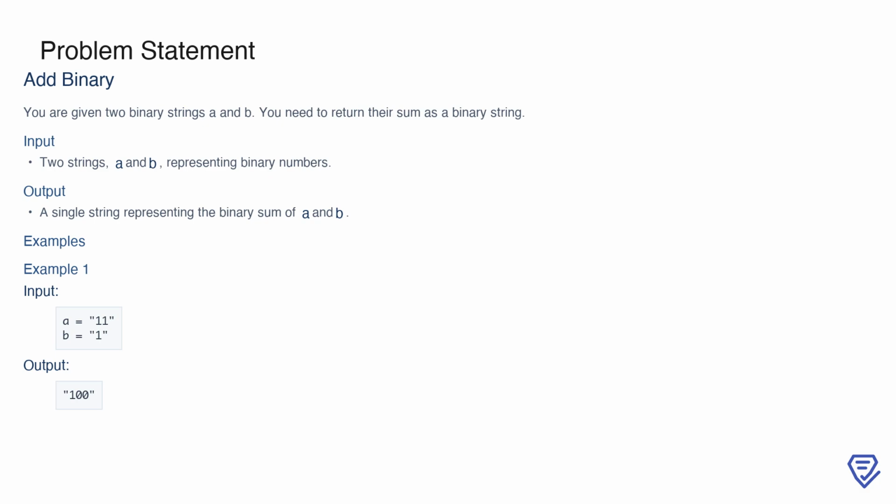Let's look at an example. If A is 11 and B is 1, the output would be 100. This is because, in binary arithmetic, adding 11, which is 3 in decimal, and 1, which is 1 in decimal, results in 100, which represents 4 in decimal. The result is always returned as a binary string, matching the format of the inputs.